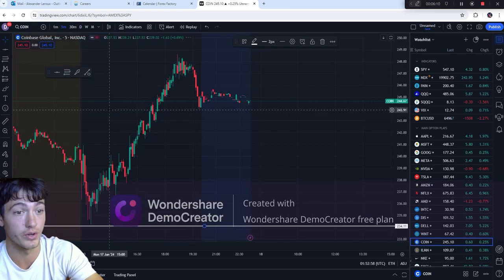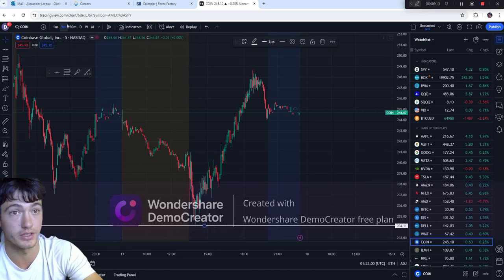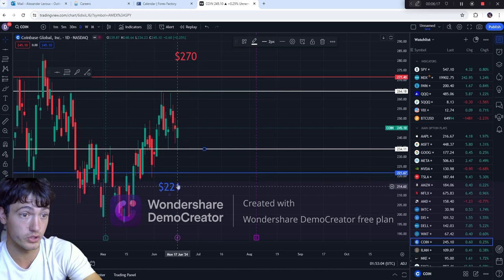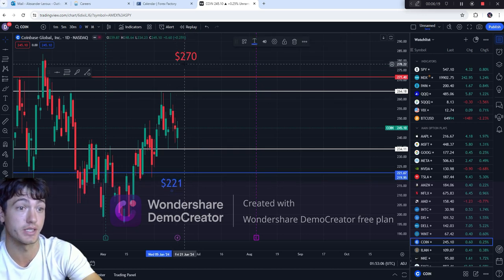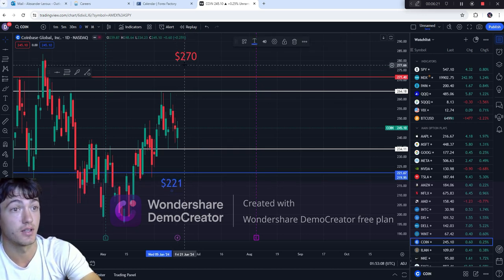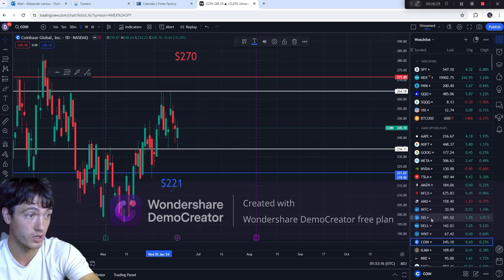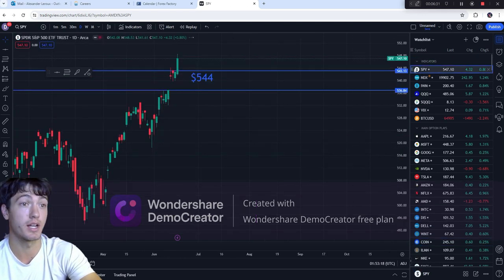Now if we go in on Coin, it really did hit that price target. So I still have my support here at 221, and I have resistance at 270. So just watch out. These might be trading between these two price targets for a couple days. We don't really know. Then I'll give you my levels on S&P 500.